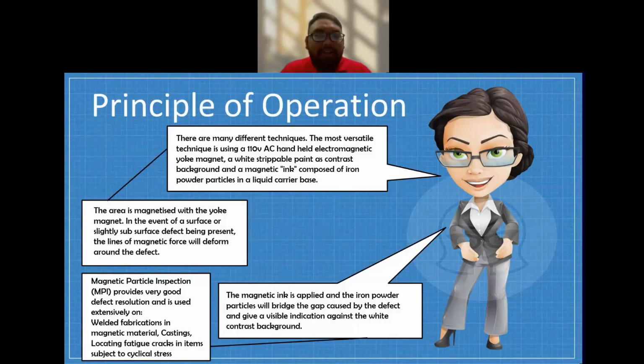For the principle of operation, there are many different techniques. The most versatile technique is using a 110-volt alternating current handheld electromagnetic yoke magnet, a white coat of paint as contrast background, and a magnetic ink composed of iron powder particles in a liquid carrier base. The area is magnetized with the yoke magnet. In the event of a surface or slightly subsurface defect being present, the lines of magnetic force will deform around the defects.